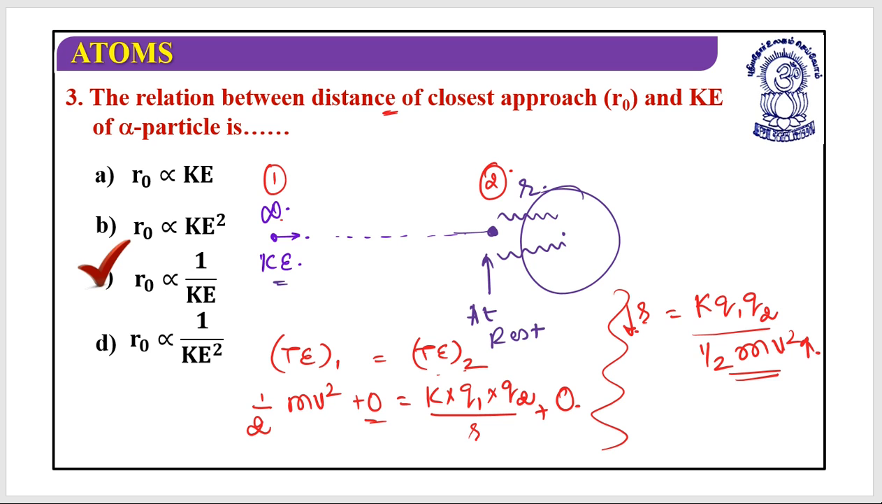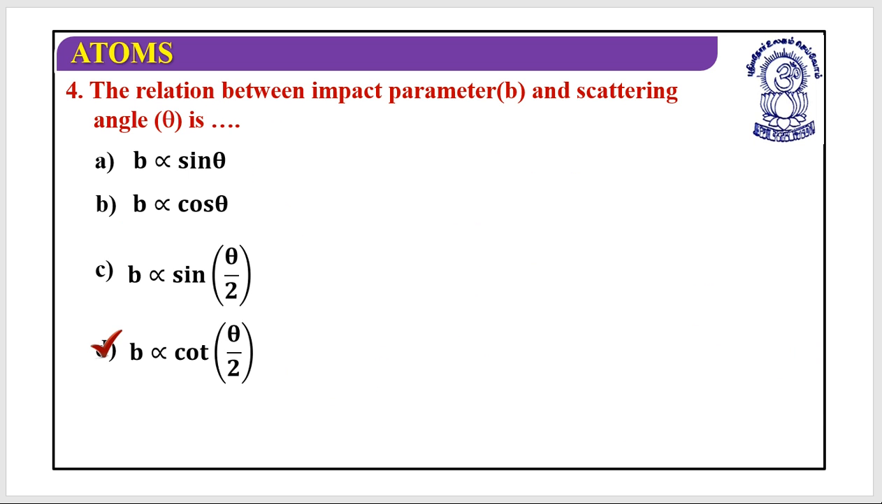The higher the energy, the smaller the distance of closest approach, but it could not be 0. I hope this is clear. So the distance of closest approach is inversely proportional to the kinetic energy. Is it clear? Great. Next, the relation between the impact parameter and the scattering angle: the impact parameter is directly proportional to cot theta by 2. I hope this is clear. So do you have any doubts? Is there anything?